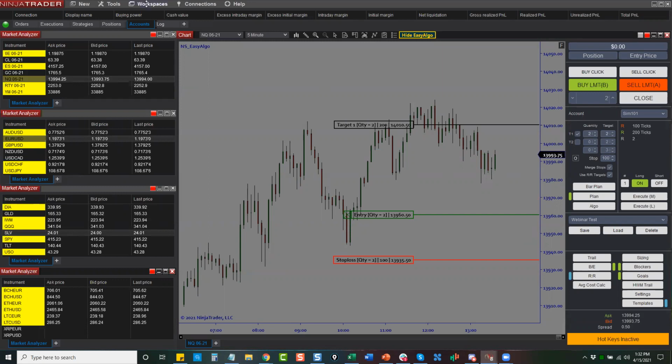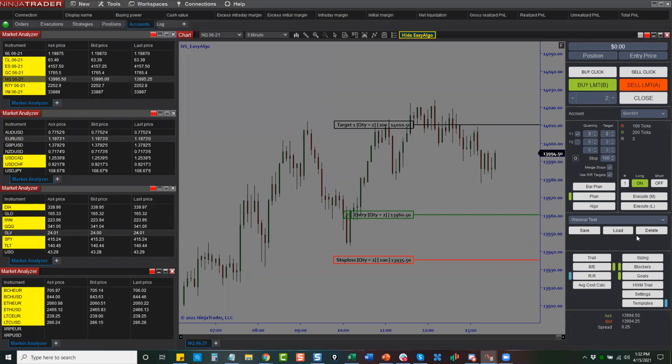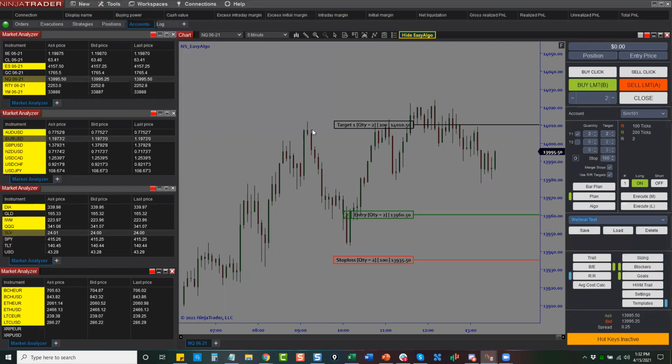Plus, if this is a workspace, you save that workspace and then the templates are automatically there. You just load the templates. Super easy. You can create as many templates as you want. Plus, you can copy and save templates from different computers. This is not an ATM strategy. You can copy this template.